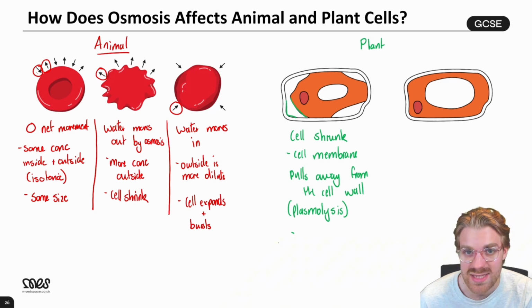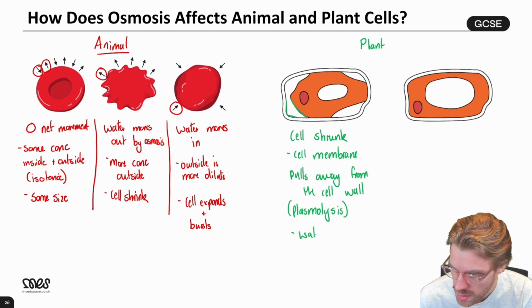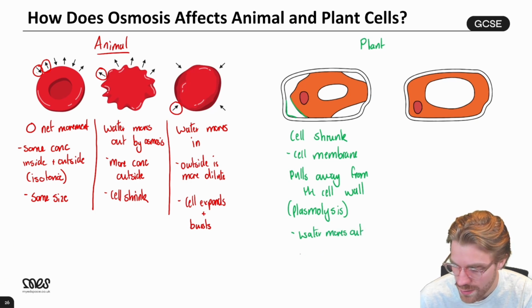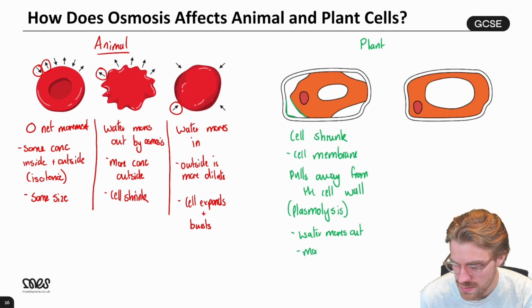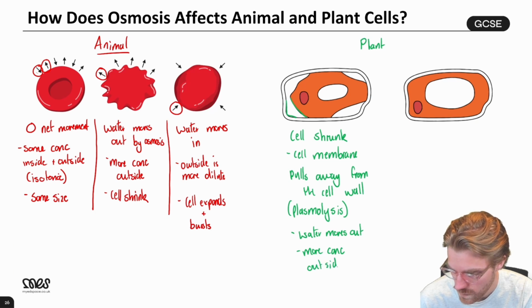The reason for this is because the cell has shrunk. The cell has lost water. So the water moves out. And the reason the water moves out, just like with the animal cell, is because it is more concentrated outside.